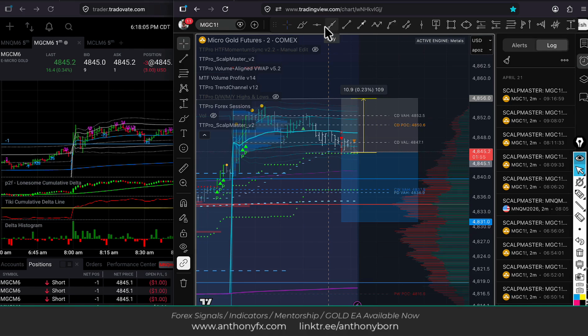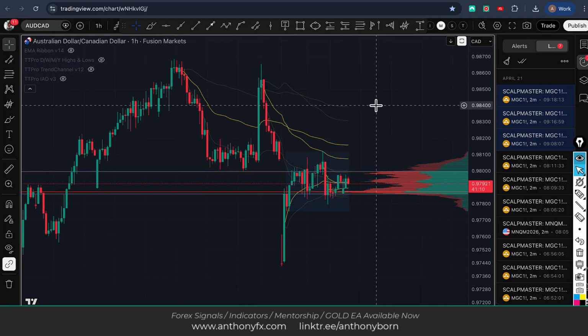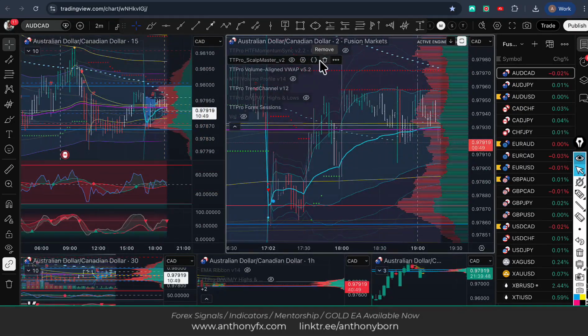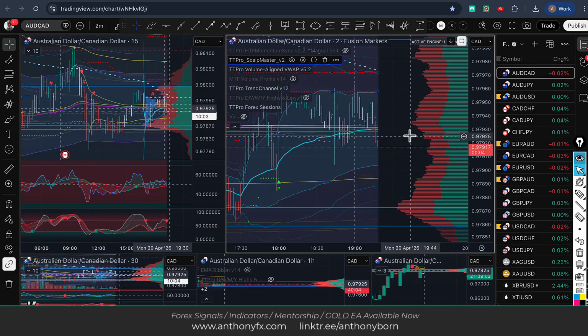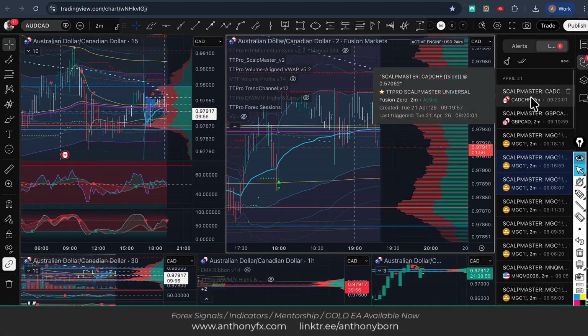All right, let's go back and have a look at the Forex. Okay, look, the Aussie CAD, it's moving down into value. Let's throw on some signals. ScalpMaster, auto detect. Take it across the board. Okay, that will fire. Here we go, pound CAD. Here they come. CAD Swiss.